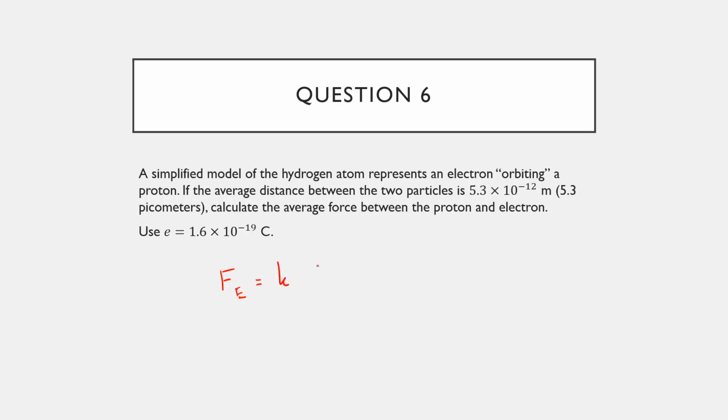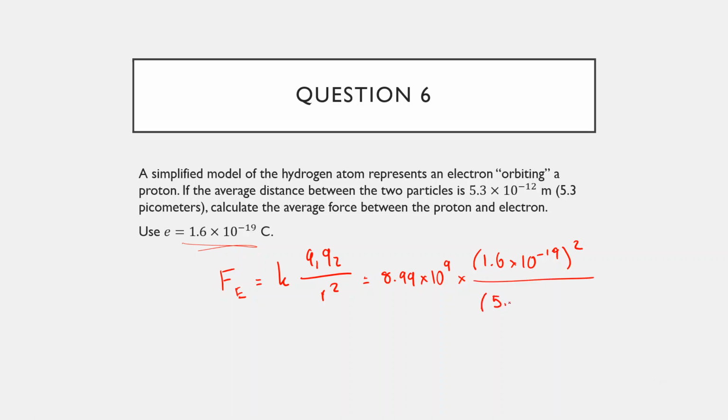Electric force is equal to k times Q1 times Q2 over r squared. k is 8.9 times 10 to the 9. Q1 and Q2, well, they're both 1.6 times 10 to the negative 19. The charge of an electron is the same as the charge of a proton. So it's 1.6 times 10 to the negative 19 times 1.6 times 10 to the negative 19. You just square it. Don't bother typing it in twice. 1.6 times 10 to the negative 19 squared over the distance between them, 5.3 times 10 to the negative 12 squared.